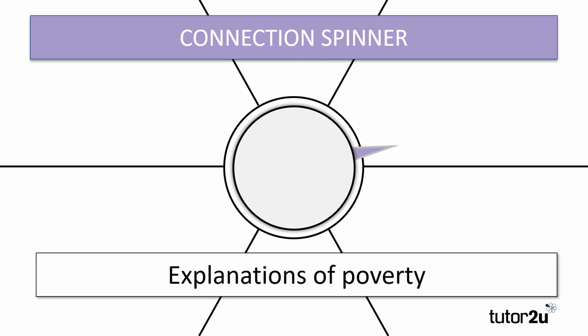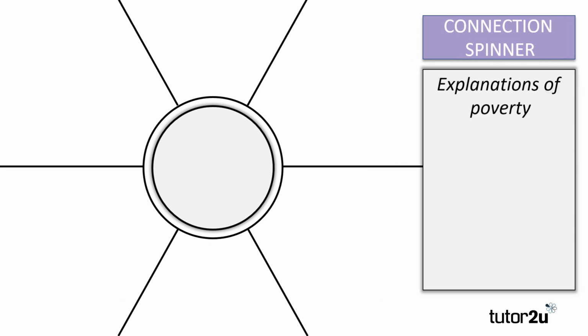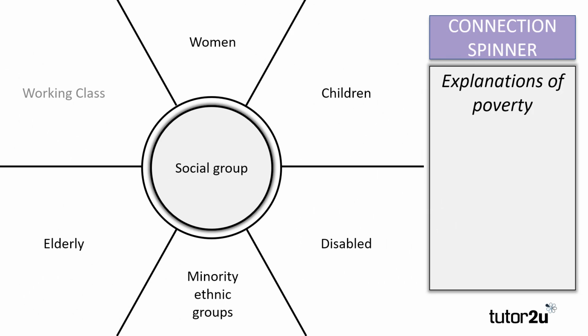In our next activity, we're going to do a connection spinner, and we're going to look at some of the explanations of poverty, and we're going to apply them to specific groups. So we have 6 groups on the spinner, and what we want you to do is to identify how working class people, women, children, the disabled, minority ethnic groups and elderly are more likely to be in poverty. We're going to spin the spinner, it will land on one of these groups, and we're going to look for an explanation for why that group is more likely to be in poverty. Let's give it a spin.